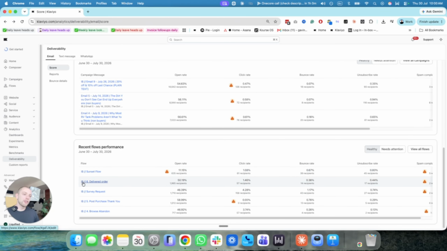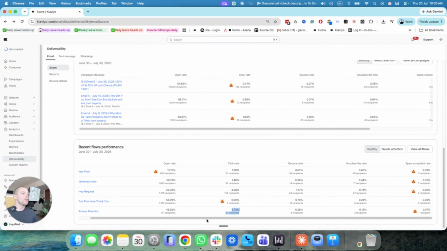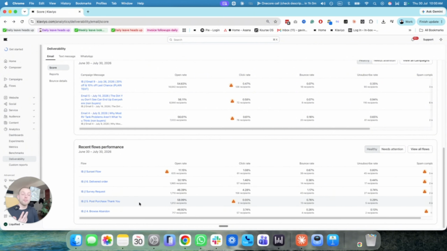Now, delivered order, okay? This seems like it's fine, right? It seems like, okay, we've got decent click rates, decent open rates. However, since it's the delivered order flow, this is why it's important to not just look at the numbers, it's actually important to understand the context of the flow itself. The delivered order flow is designed to send people updates regarding their orders, okay? That means people should be engaging with those emails at a significantly higher rate than what Klaviyo is going to say is good or bad, right?